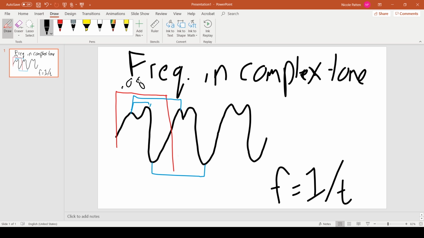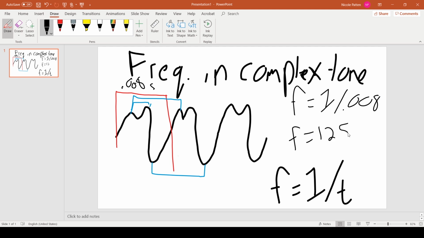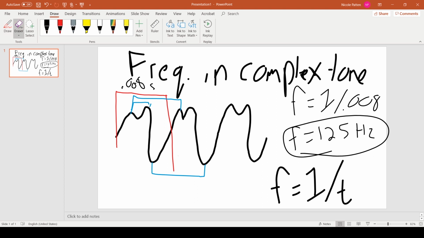And what you end up with is, let's say that the time is 0.008 seconds to replicate this wave. So one cycle time is 0.008. Frequency equals 1 over 0.008. And I have a calculator here because I can't do that in my head. It is 125 hertz. Okay.